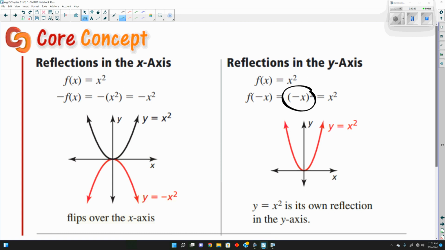Because that's the origin. That's where all of the functions start. The parent functions always start at the origin, 0, 0. Because our transformations, the horizontal left to right, moves it away from there. The vertical moves it up or down away from there. Any other questions?